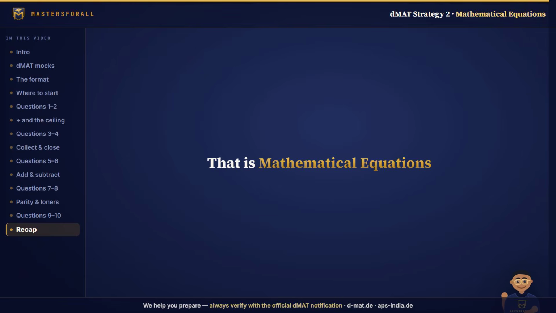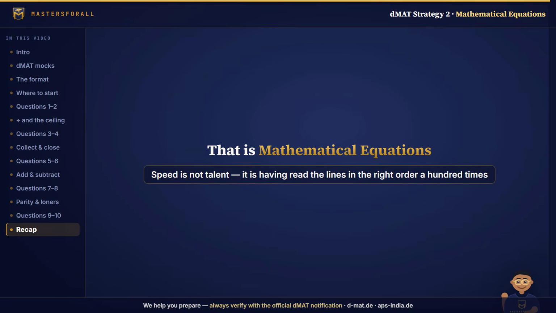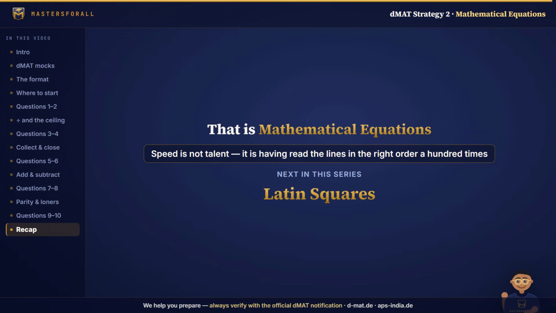That is mathematical equations. Speed here is not talent, it is having read the lines in the right order 100 times before. Next in this series, Latin squares, 5 by 5 letters A to E, and far more empty cells than you are expecting.